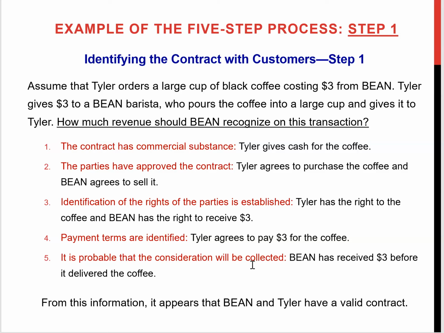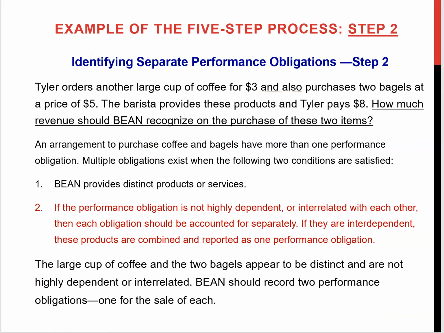So these are the 5 items that should be in a valid contract. This is a very simple example, and we see all items are here, so it's a valid contract. So step 1 is fulfilled, and we see that Tyler will receive the large coffee in exchange for $3. Now let's see step 2, a similar type of example.